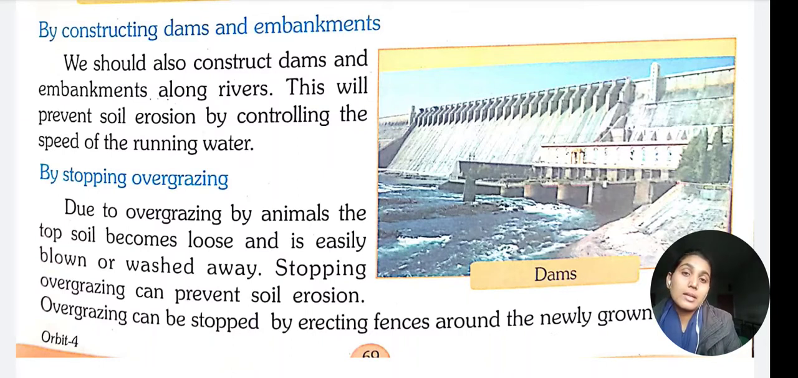That means the cattle, the animals which are present with the people, they used to graze over the field and the grasses were becoming lower in number and the soil holding capacity will also be reduced. That will result in the soil erosion. So by stopping overgrazing, that means the cattle feeding, the soil erosion is prevented. So due to overgrazing by animals, the topsoil becomes loose and is easily blown or washed away.